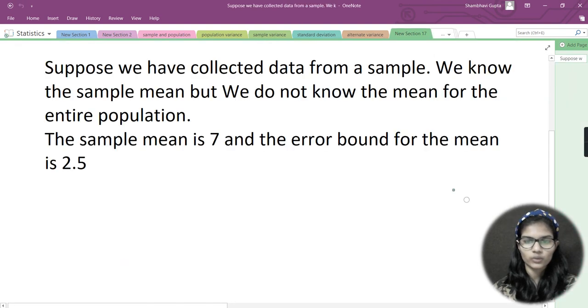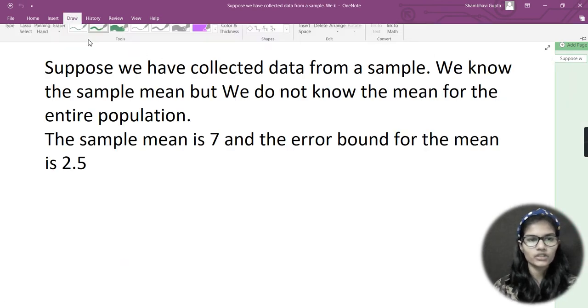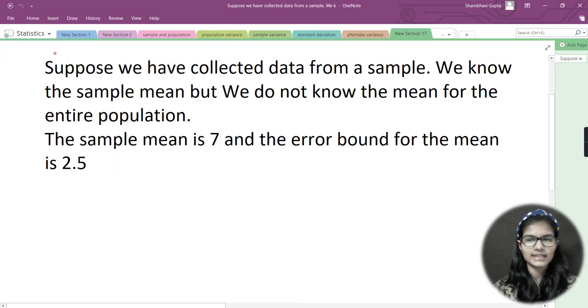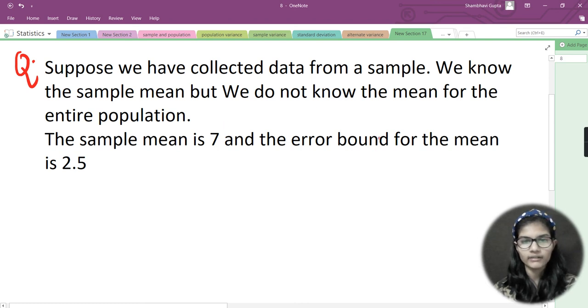Now let me quickly move to the question for today. You can just treat it as a very easy example. What is the question asking? Suppose we have collected data from a sample. We know the sample mean, but we do not know the mean for the entire population. The sample mean is 7 and the error bound for the mean is 2.5. If I want to find that form which we had seen previously, how will I do that?